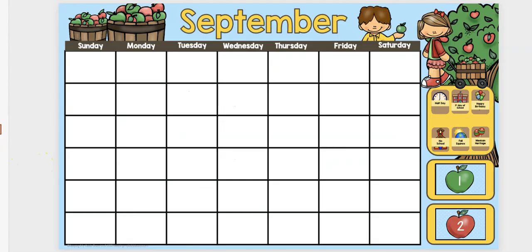The calendar looks like this. So all the pieces are draggable in both Google Slides and PowerPoint. Simply drag out your pieces each day. There are also days that say no school or holidays for certain months, half days, birthdays that you can drag to each day that you need.